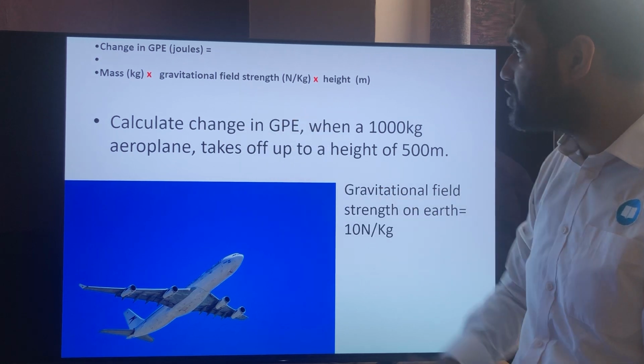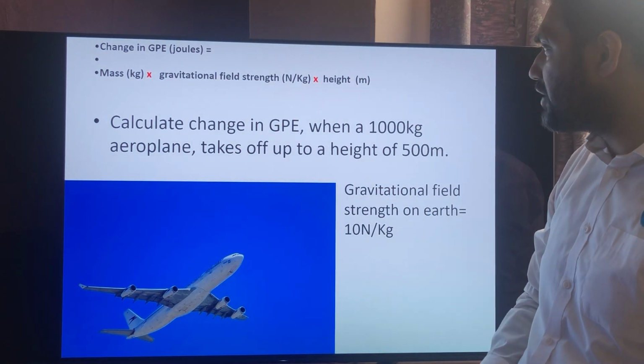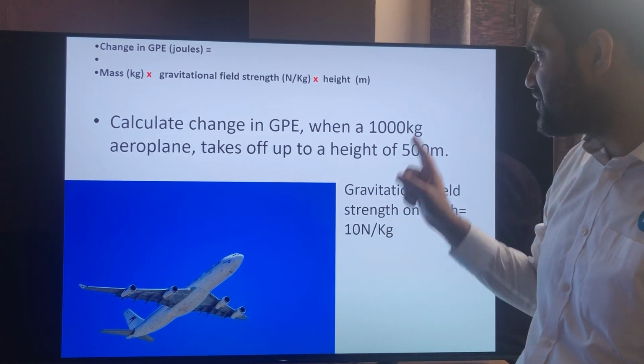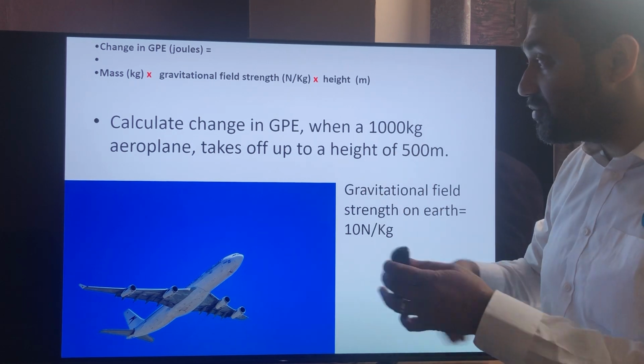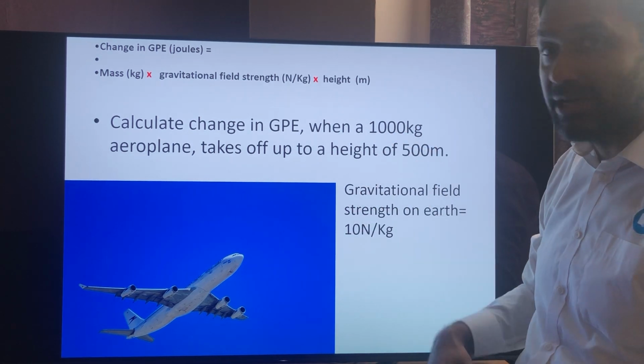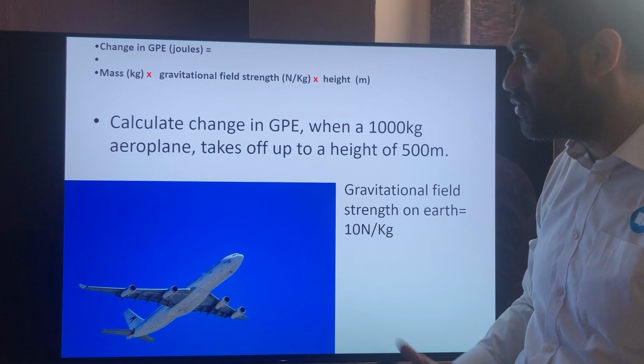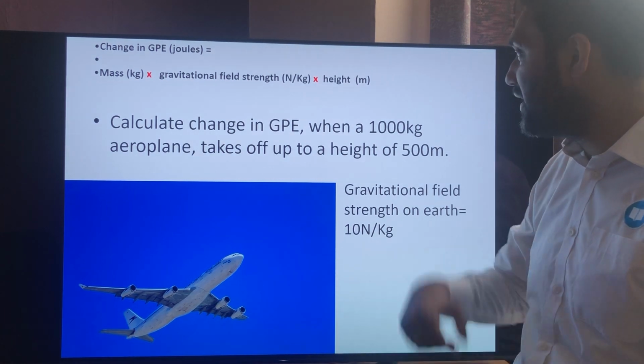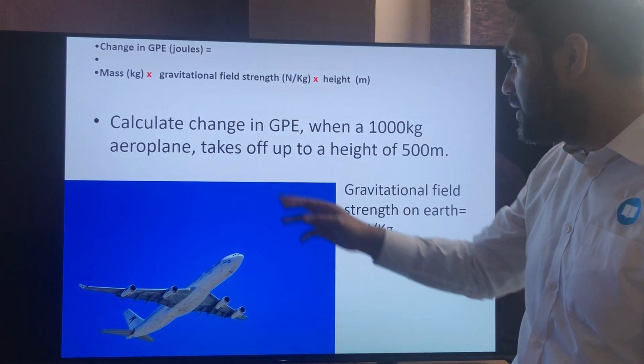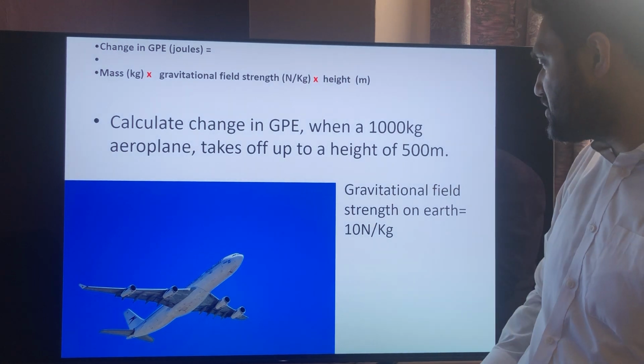Calculate the GPE for a 1,000 kilogram aeroplane. Obviously it's going to be a lot more than that; these numbers are just to make things more simple. 1,000 kilograms is the size of an average or small car. An aeroplane will be a lot more than that. It takes off to a height of 500 meters.